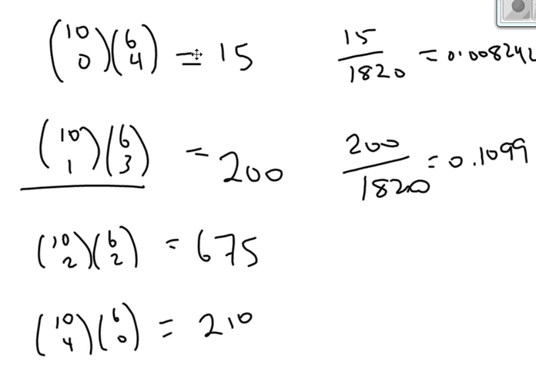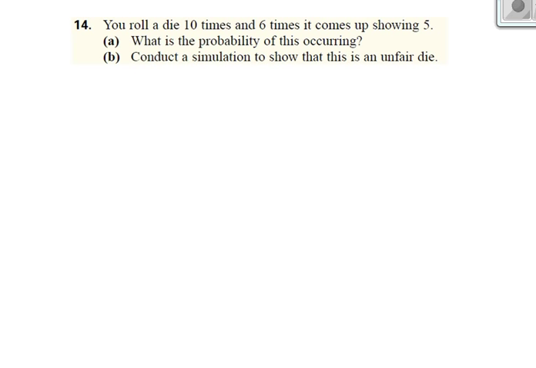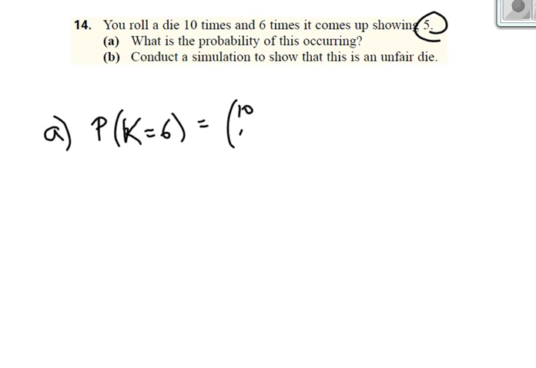And therefore, I expect that on average, I see slightly more white marbles than I see red ones. Okay, what's left? You roll a die 10 times, and 6 times it comes up showing 5. What is the probability of this occurring? So this is a binomial because it either rolled 5 or it didn't. So the probability that I have exactly 6 successes, so 10 choose 6, there's only a 1 in 6 probability of getting that 5. And I want that to happen 6 times. So this is probably not going to be a pretty big probability. Let's see what it is.